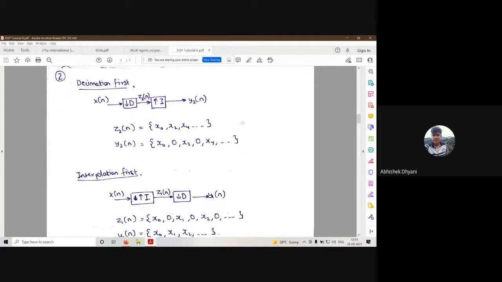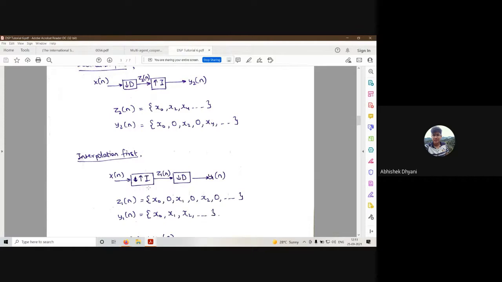Similarly, let's look at the interpolator first case. In this case, because there is an interpolator first, whatever the signal x of n is, x0, x1, x2, and so on, there will be 0 inserted because I is equal to 2. So there will be a single 0 inserted between every value of the sequence.